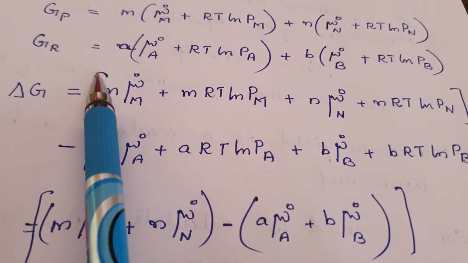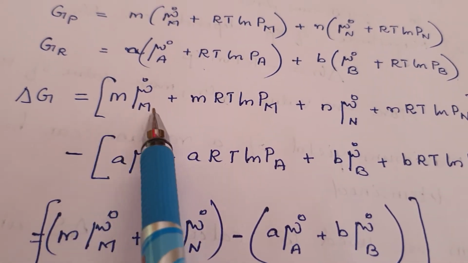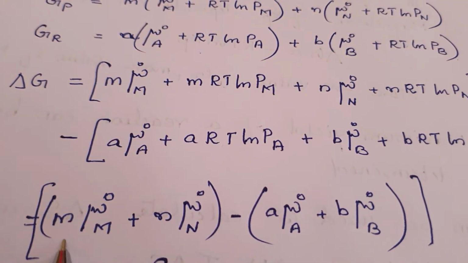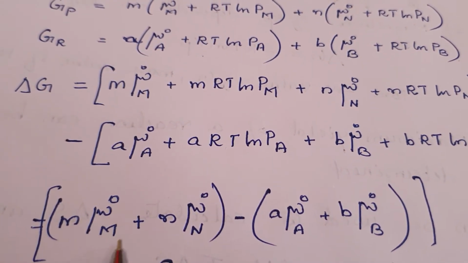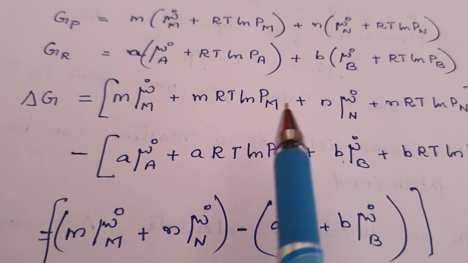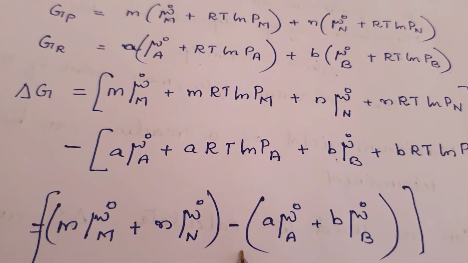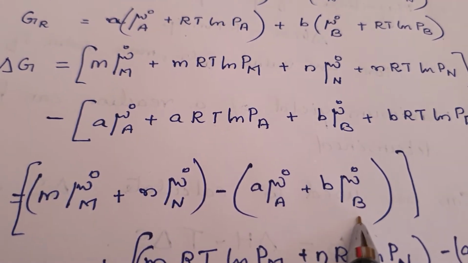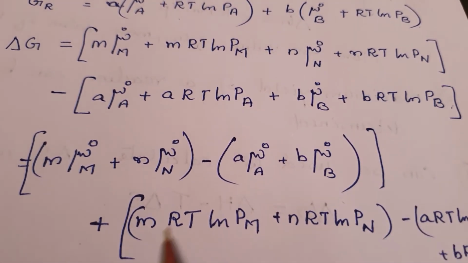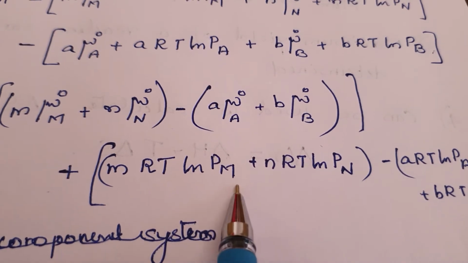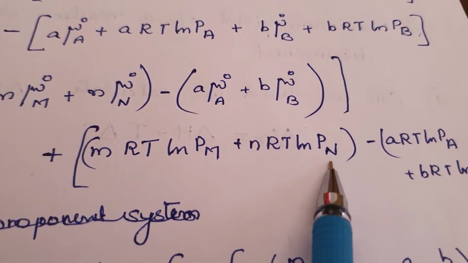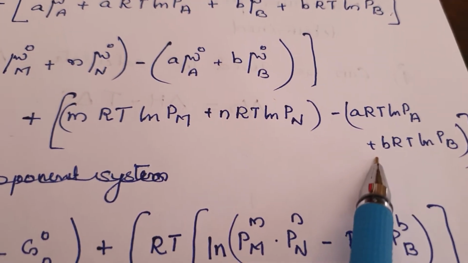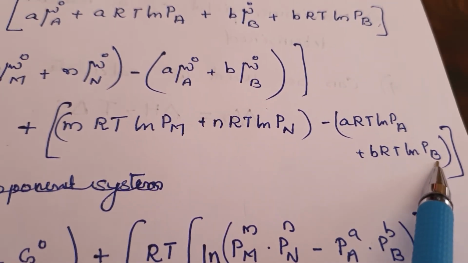Now what we will do is, this part we will take outside: M into mu 0 M, N into mu 0 N. So it will become M into mu 0 M plus N into mu 0 N, that is for the product, minus the reactant, A into mu 0 A plus B into mu 0 B. Now the other part together: M into RT ln PM plus NRT ln PN, then put the minus sign, a bracket, ART ln PA plus BRT ln PB.